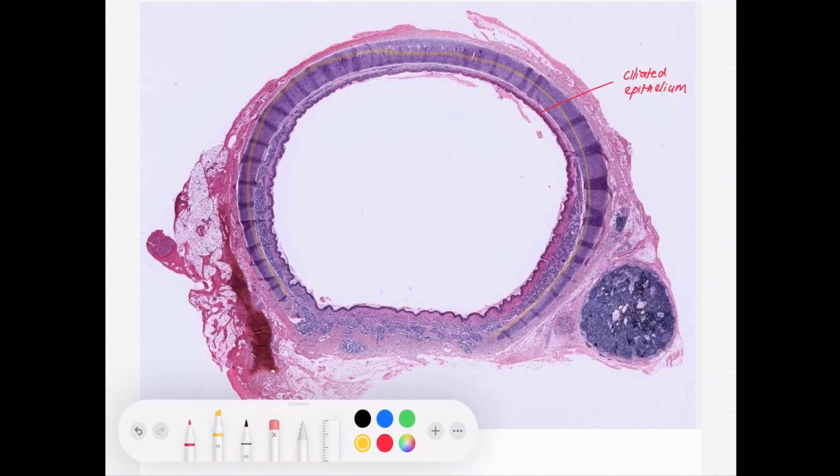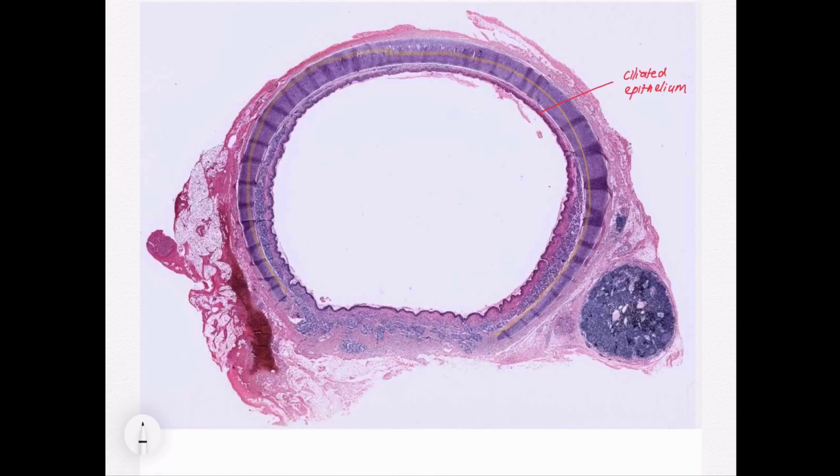This will be the cartilage, and from the shape of it, you can tell that it's actually C-shaped, and sometimes they call this the incomplete ring of cartilage.